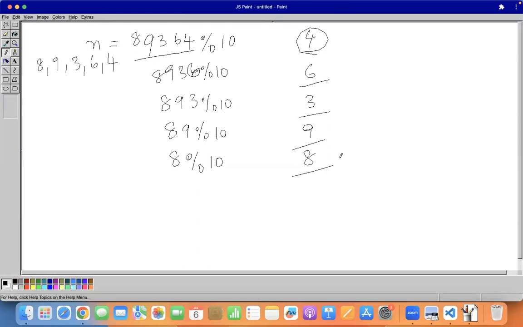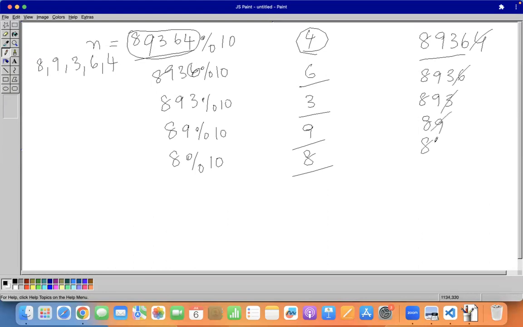There are 2 parts. First of all, you understood this point, modulus division with 10. But how do I convert 89364 into 8936? How do I convert 8936 into 893? How do I convert 893 into 89? How do I convert 89 into 8? Okay, I have a plan.